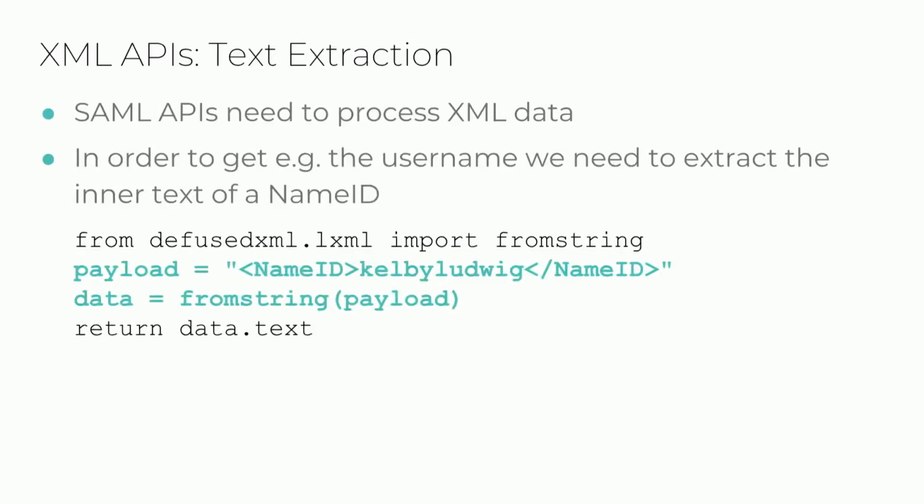So first we need to convert some string representing XML into an object, which we've done here. And then we can just call a simple .text method on that element to extract the inner text of the element. And then the output of this is just what you would expect, and it's the name ID value Kelby Ludwig.